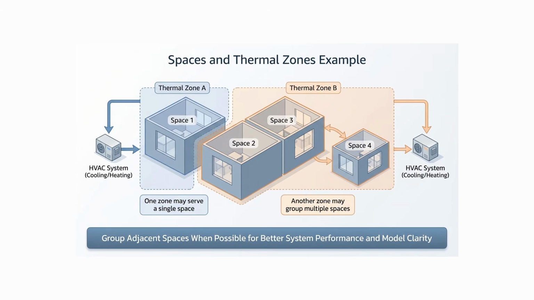To illustrate this idea, imagine a small building that contains 4 spaces but only 2 thermal zones. One of the zones may serve just a single space, while the other zone might include the remaining 3 spaces. In practice, the spaces grouped into a thermal zone do not have to be physically next to each other, but it is generally recommended to group adjacent spaces together when possible. This usually leads to more realistic system operation and clearer model organization.